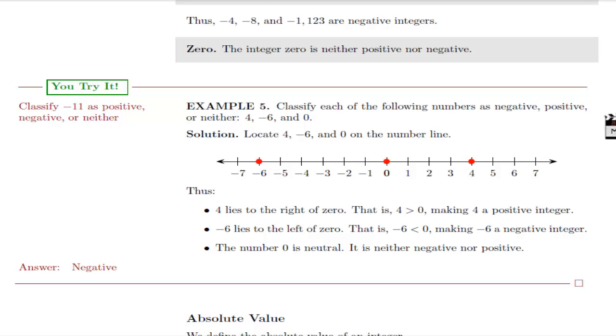-6 lies to the left of 0, that is, -6 is less than 0, making -6 a negative integer. The number 0 is neutral. It is neither positive nor negative.